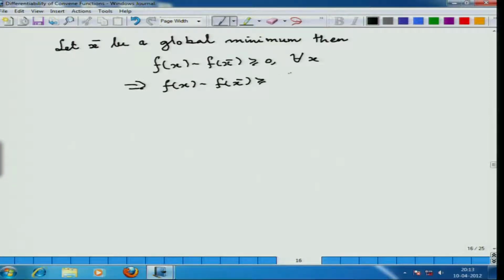that f(x) minus f(x bar) is bigger than the inner product of the 0 vector with x minus x bar. And because this is nothing but equal to 0, this simply says that 0 belongs to del f(x bar).